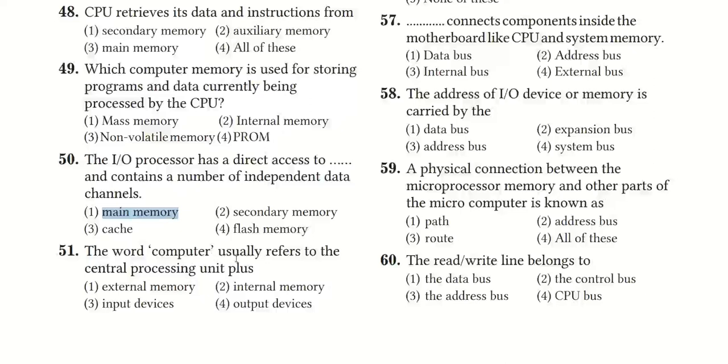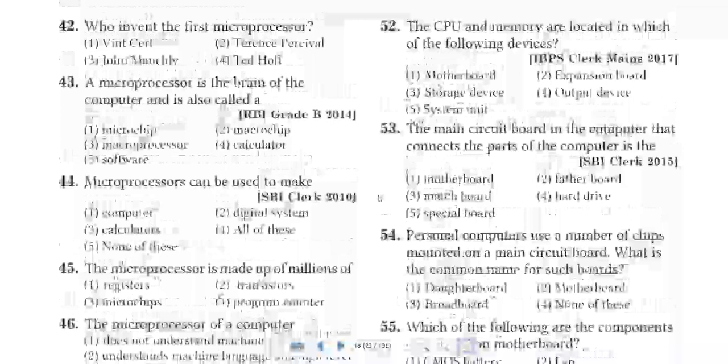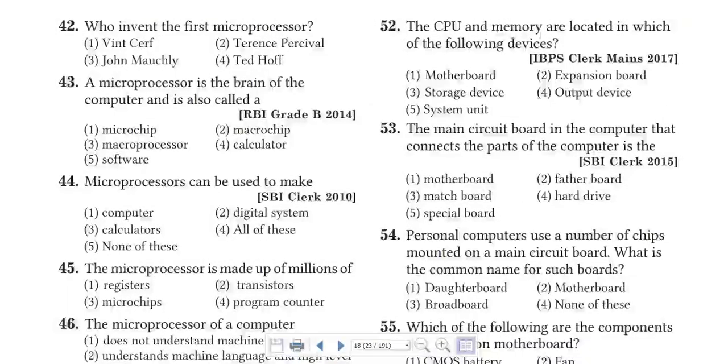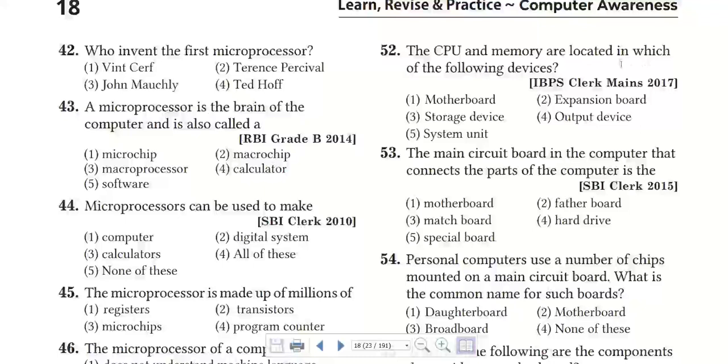The word computer usually refers to the central processing unit plus internal memory. CPU plus internal memory forms the computer. The CPU and the memory are located in which of the following devices? The CPU and the memory are located on the motherboard.